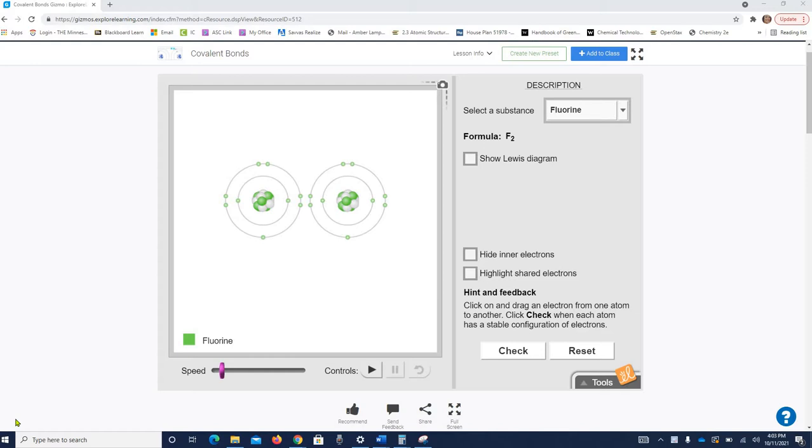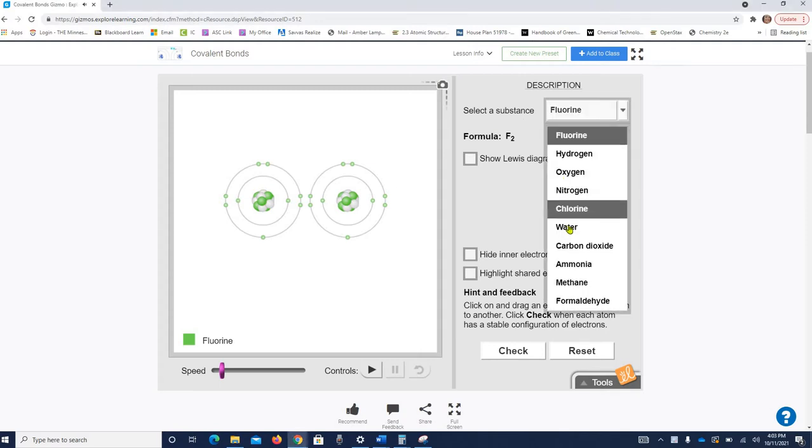Now once you get the Gizmo loaded and you're logged in, this is what it will look like. You'll notice we have two atoms here to start, and each atom is fluorine. Now I'm not going to do fluorine for the example, however I am going to do water to show you how to use this Gizmo.